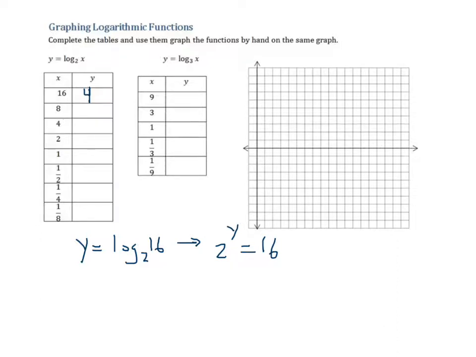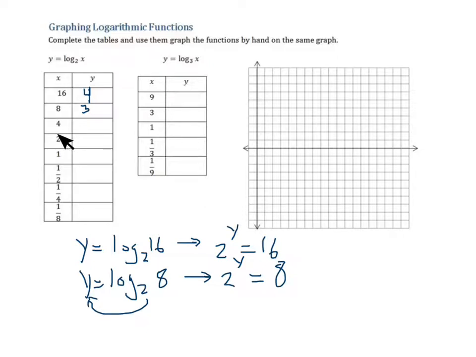Now, what if x is 8? Well, plug in 8, we get y equals log base 2 of 8. So this is the base. Let's put this under the y power. So 2 to the y power equals 8. We think about that for a moment and we get 3. Y is 3. If x is 4, that is, 2 to what power gives us 4? The power is 2.